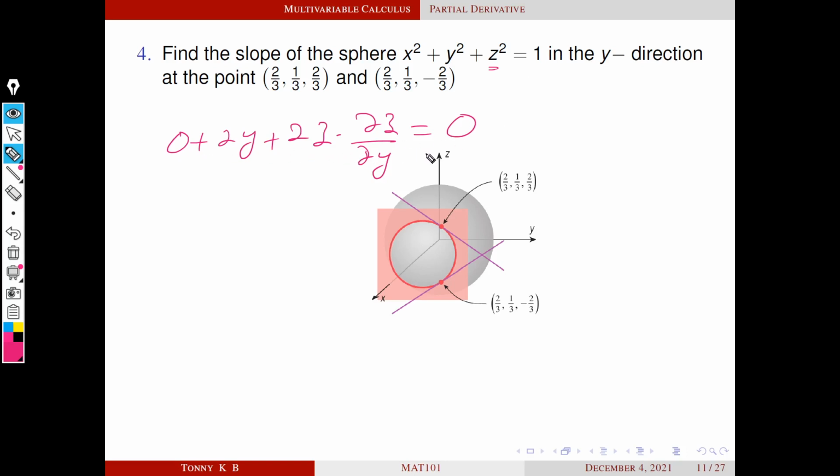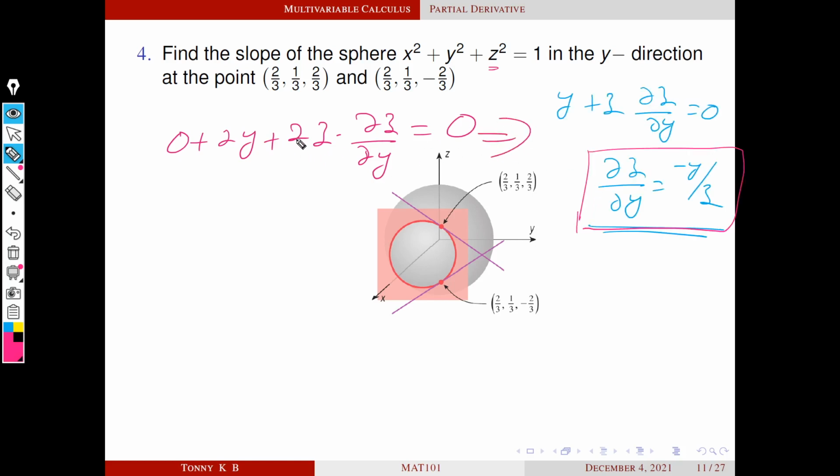By solving this expression, you can find dou z by dou y. So what is dou z by dou y? Okay, here 2 is common, you can cancel, and this becomes like this. Then dou z by dou y is equal to minus y by z. Okay, now our partial derivative is in terms of y and z. Now you can easily find the derivative at this point and this point. At this point our y value is 1 by 3 and z value is 2 by 3.